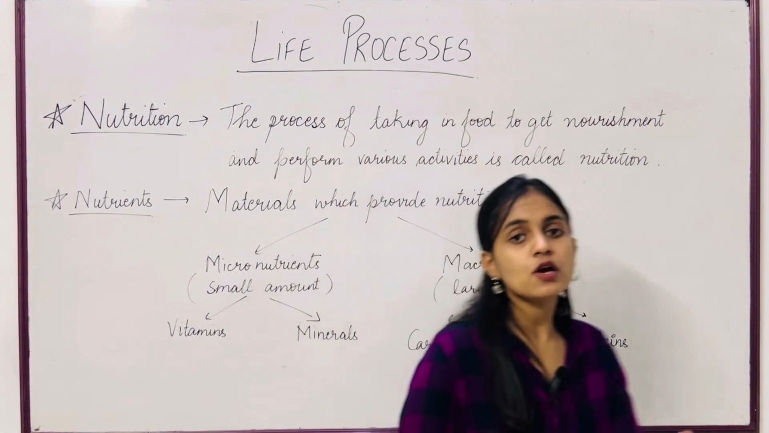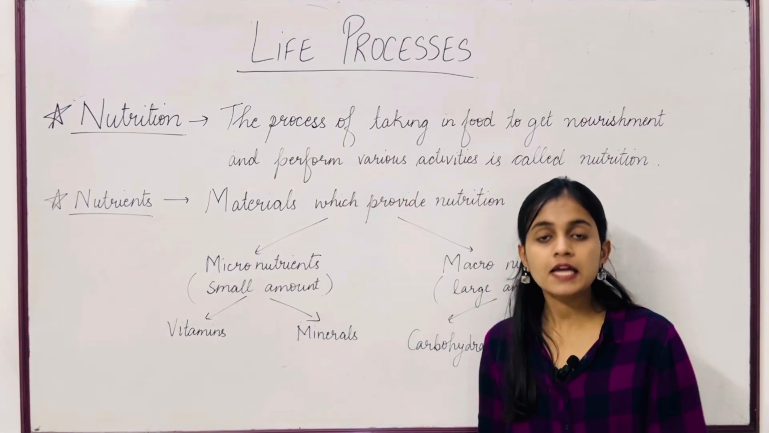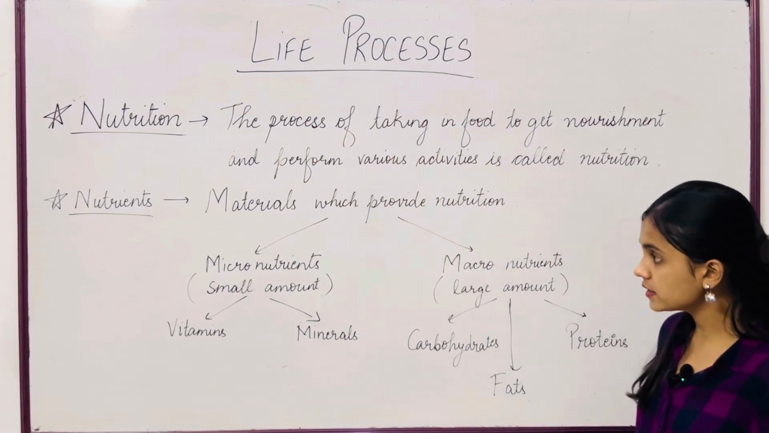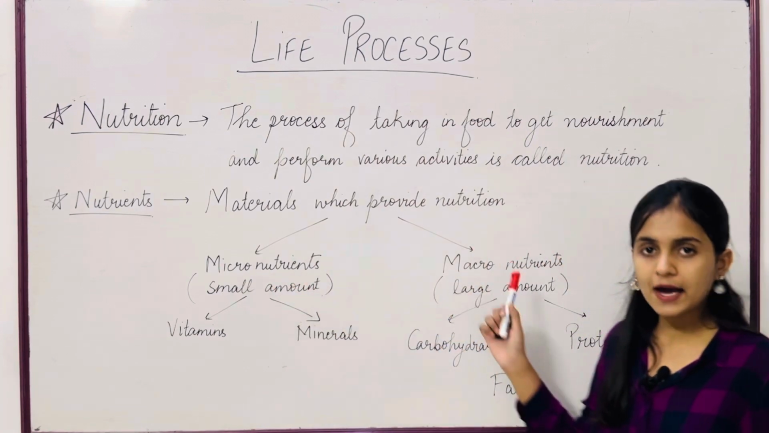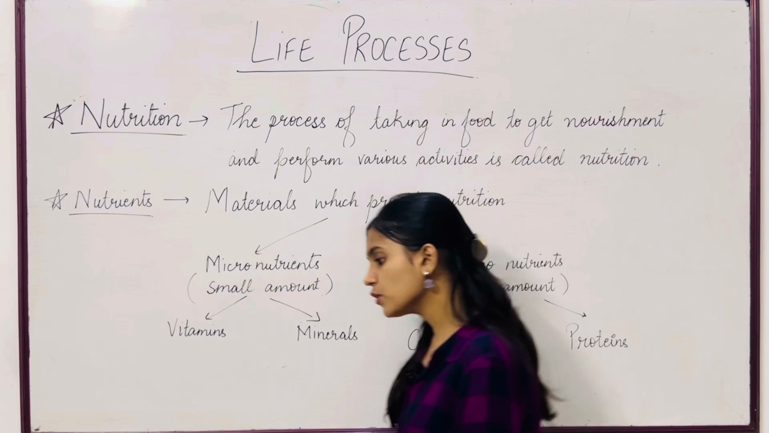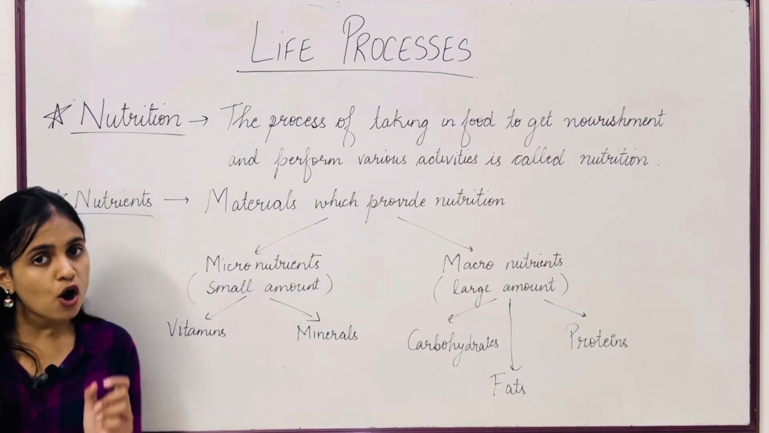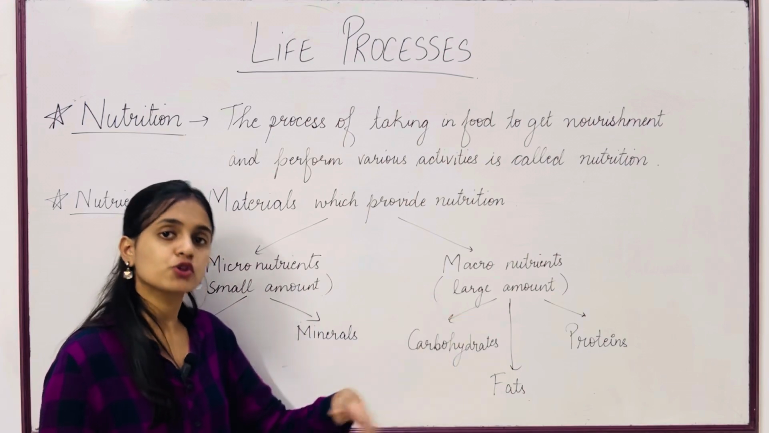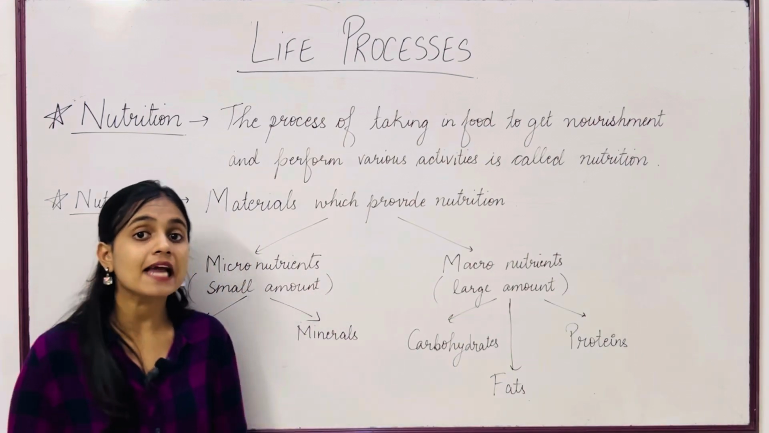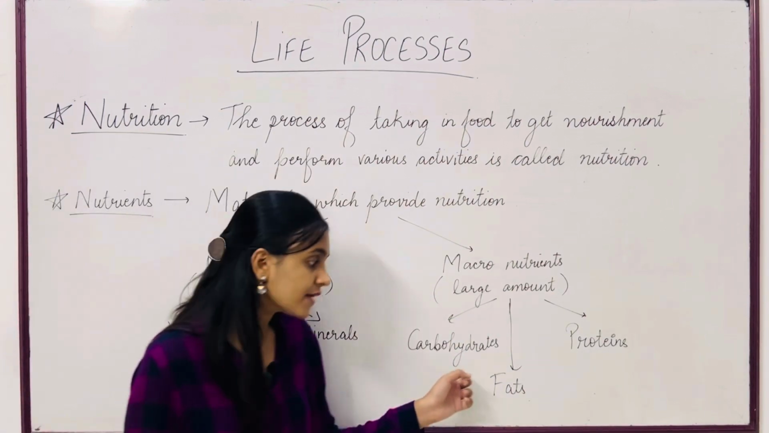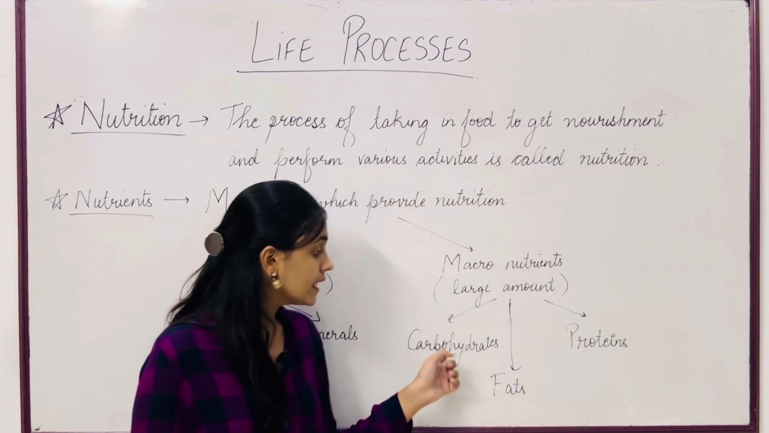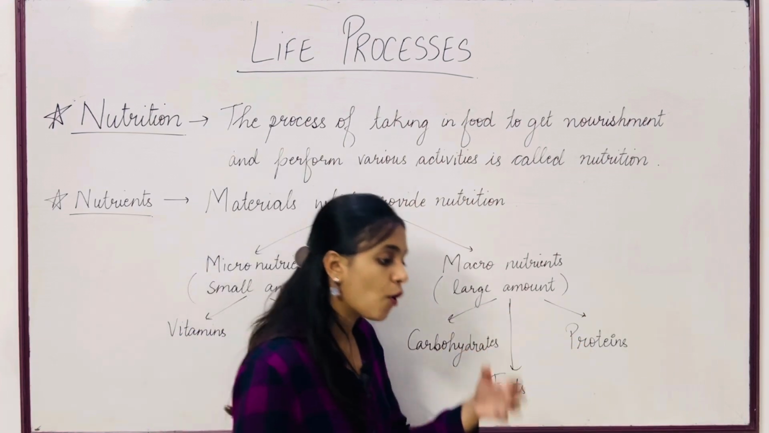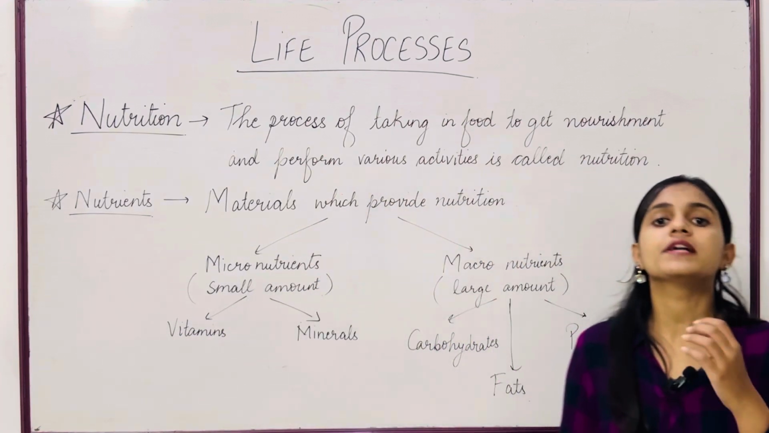Now nutrition is obtained from nutrients. In food, the nutrients are present. They can be micro or macro. Micronutrients are those nutrients which are required in small amounts, like vitamins and minerals. Macronutrients are those nutrients which are required in large amounts. For example, carbohydrates, fats and proteins. These macronutrients are important to be included in your diet.